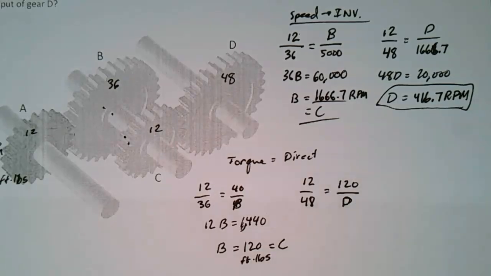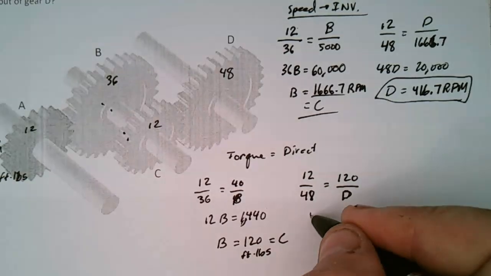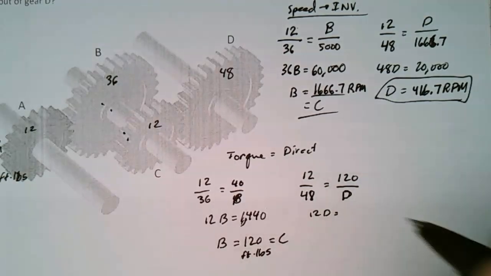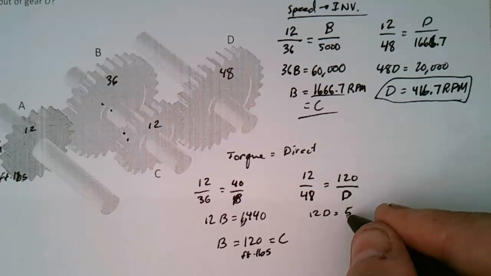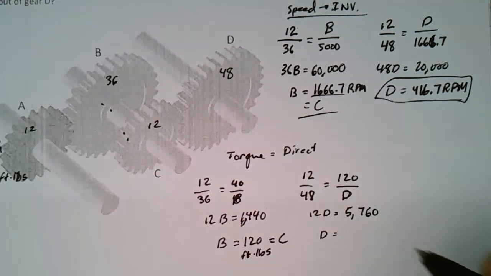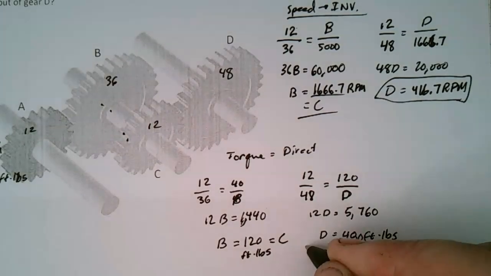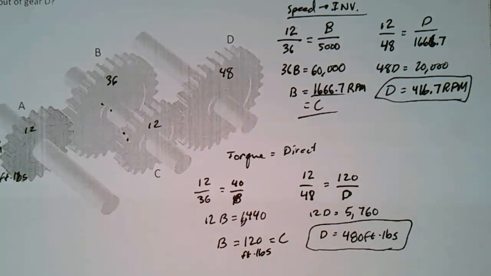C over D equals C over D because it's a direct proportion. Cross multiply, you get 12D equals 5760. Divide that by 12, and you get 480 foot-pounds of torque. So gear D is delivering 480 foot-pounds of torque from a 40 foot-pound torque motor.